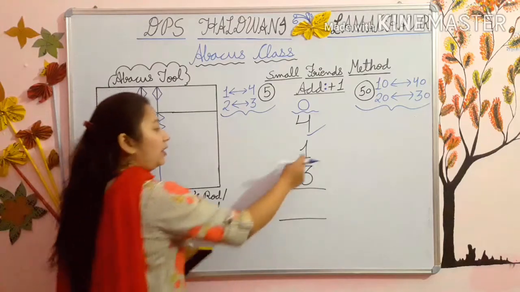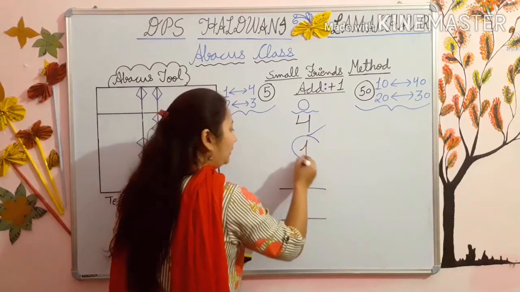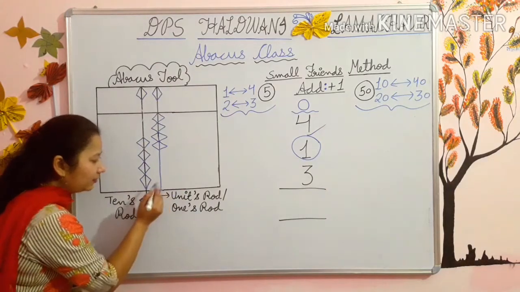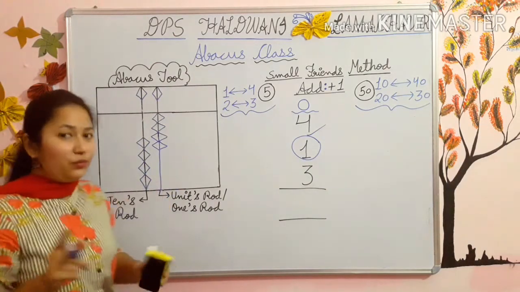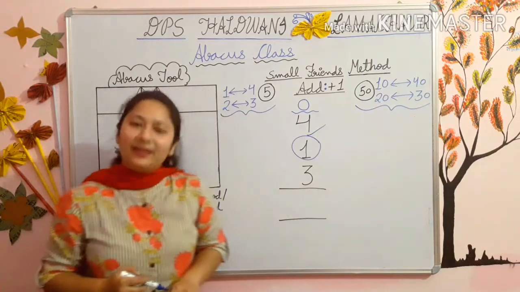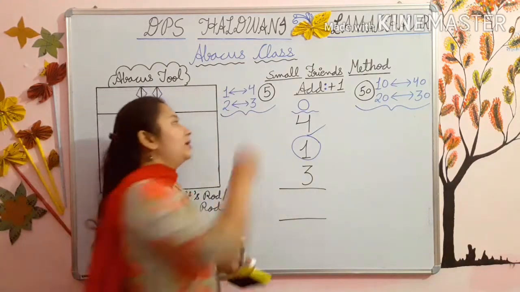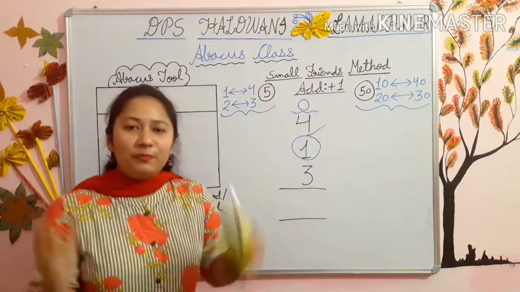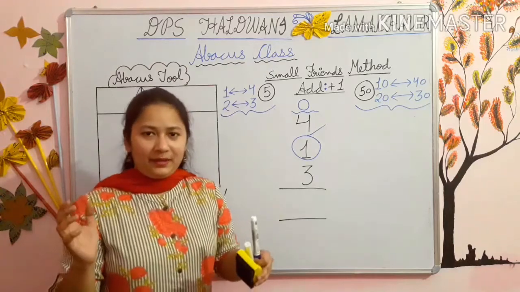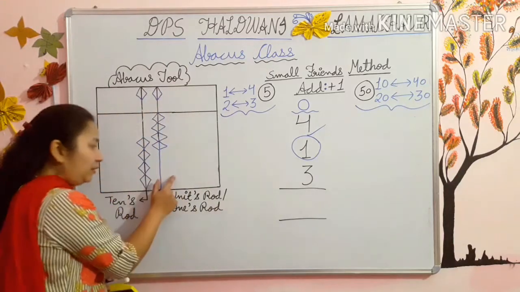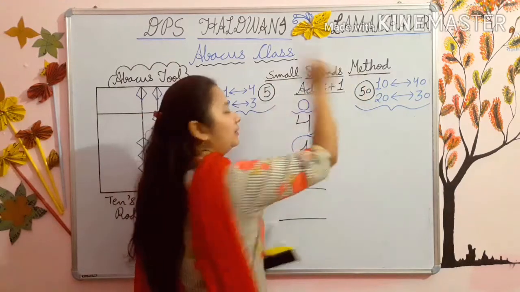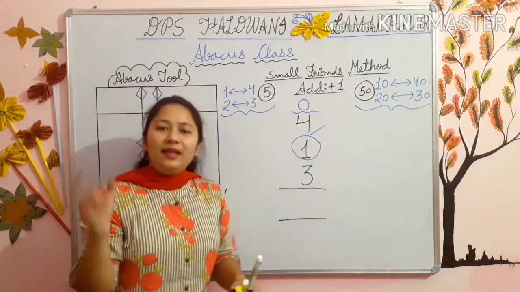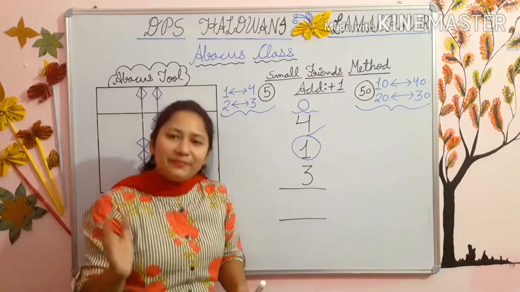Now see students, you have to add 1. But can you see any bead there? Is there any bead here? No. Now this is the thing. Yes. You use the small friends method when there is a lack of beads. Lack means shortage. When there is a lack of bead, then you use the small friends method.